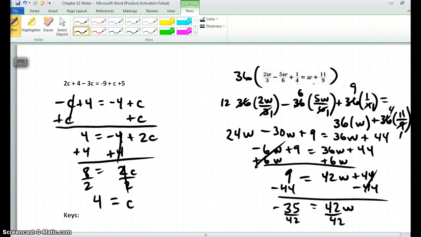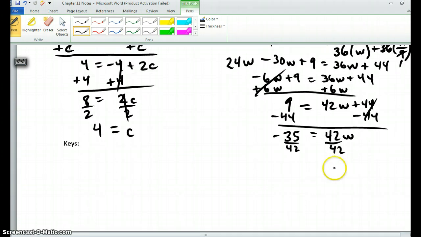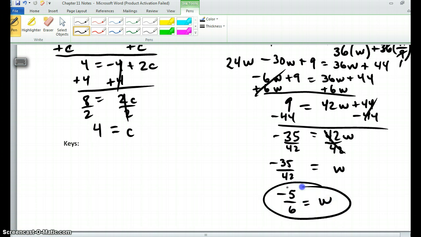And this isn't the answer I was really hoping to see, but sometimes answers aren't pretty. So the answer to this would be negative 35 over 42. And if I divide out a 7 and simplify, this would really be negative 5/6 equals w. And remember, I could plug that into the original equation to check it.